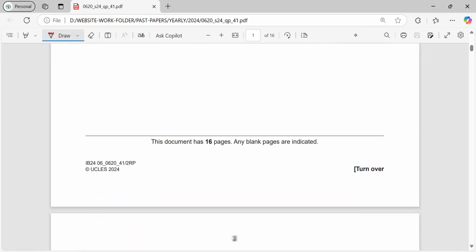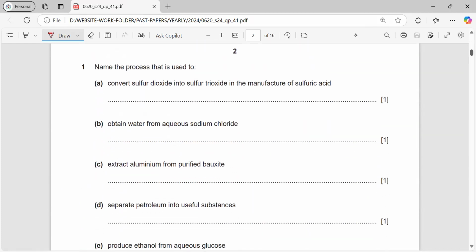Let's start it. Part 1 with question number 1. Name the process that is used to... so we need to write the names of the processes. The name of the process which converts sulfur dioxide to sulfur trioxide in the manufacture of sulfuric acid. Very simple. For the manufacture of sulfuric acid, we have the process which is known as the contact process. So we use the contact process to make sulfuric acid.